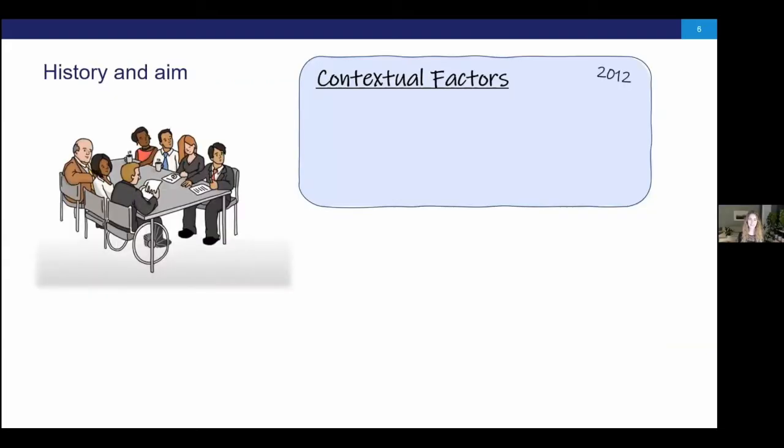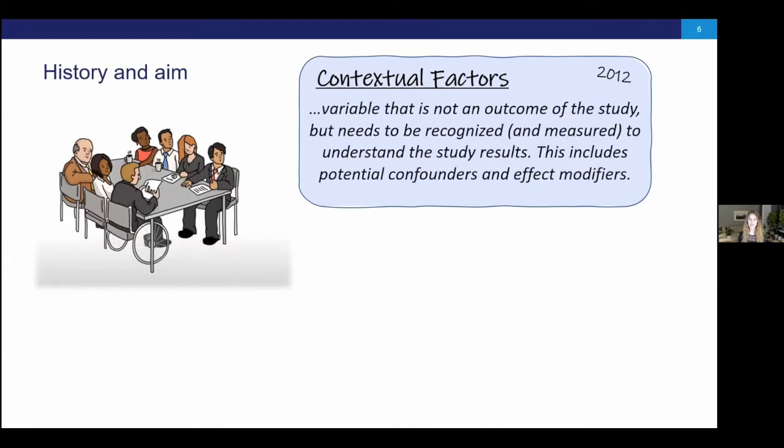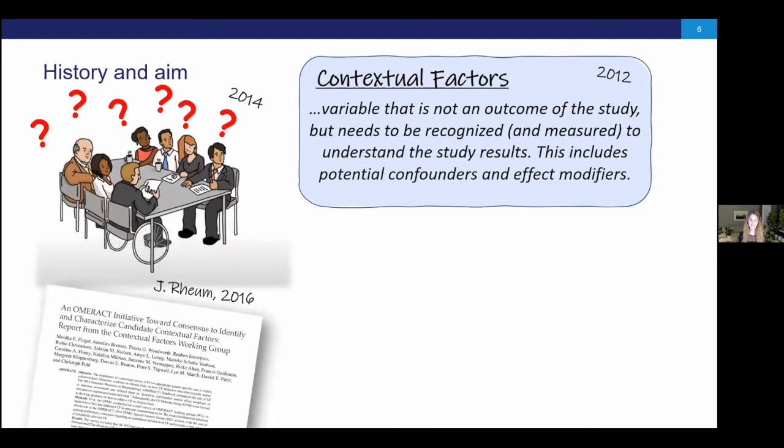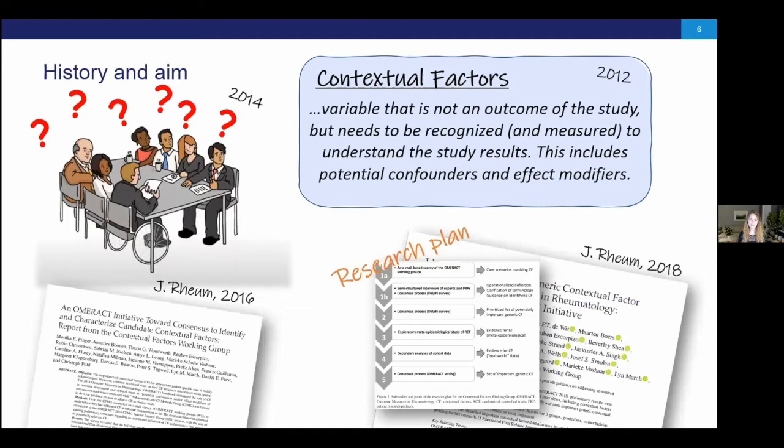Yes, as Robin already said, I'm the fellow of this working group, and I've been it since 2016, and I'm a PhD student in biostatistics and clinical epidemiology from Denmark. But already in 2012, the concept contextual factors was introduced for the first time in the OMERACT process. OMERACT defined a contextual factor as a variable that is not an outcome of the study, but needs to be recognized and measured to understand the study results. This includes potential confounders and effect modifiers. However, the research presented in 2014 revealed that the working groups understood and approached contextual factors in very different ways, leading to great confusion. To address this, our working group was formed to develop guidance. And in 2018, we were ready to present a research plan.